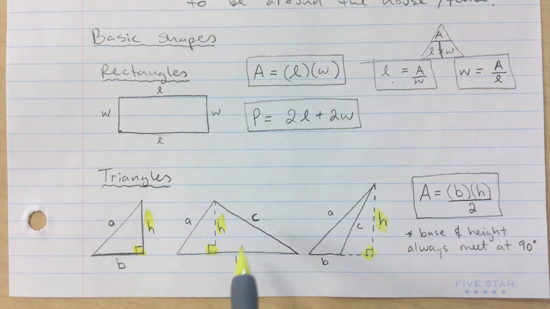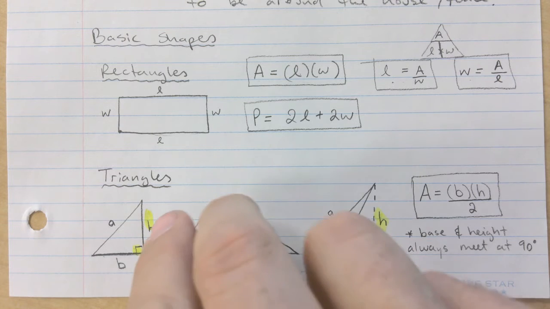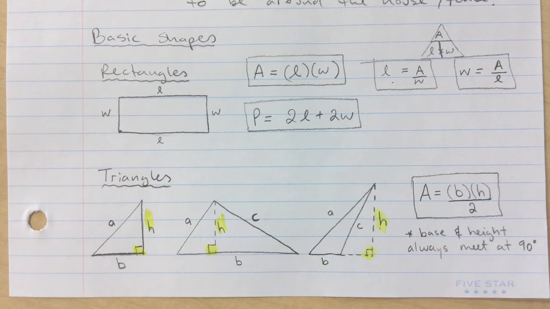So let's say this triangle, I trick you and I put it sideways. You're like, wait, I don't have a base right now. Just remember, I could flip this triangle on you. Just make sure that the two numbers you're multiplying make a 90.